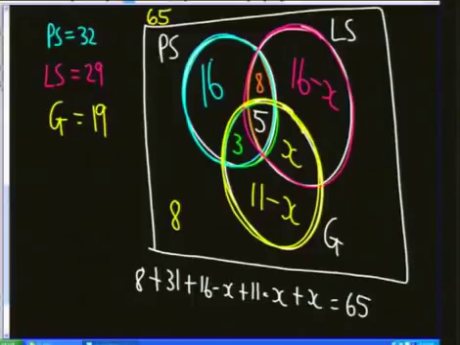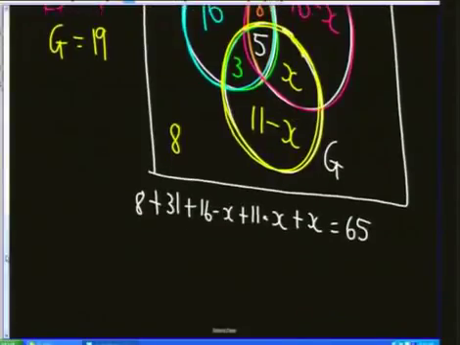I know that you're thinking about alternative ways of doing that. That's fantastic. Okay, so if we add up all these numbers, we're going to get minus x plus x is 0. So we're going to get 39 and 16. We're going to get 11.